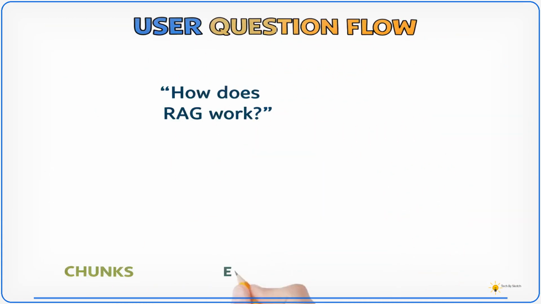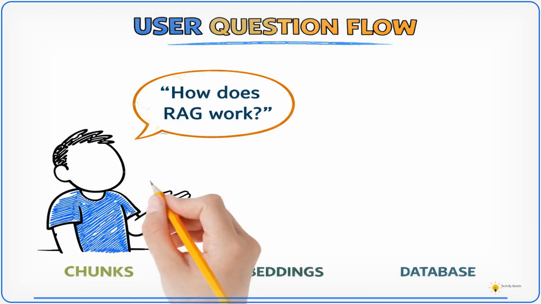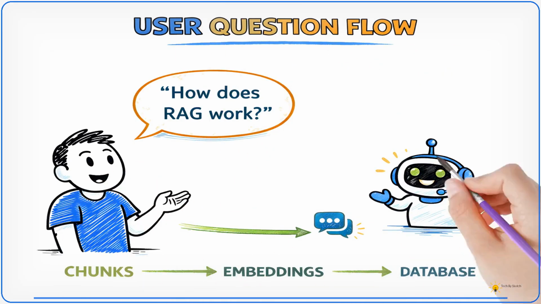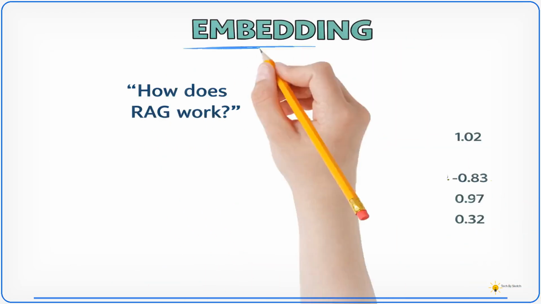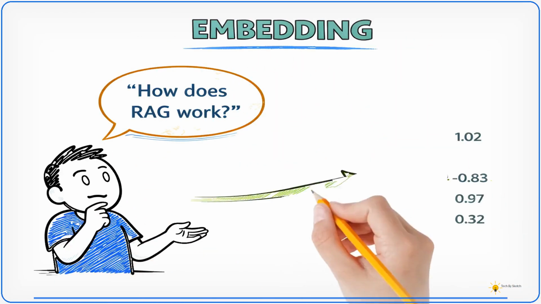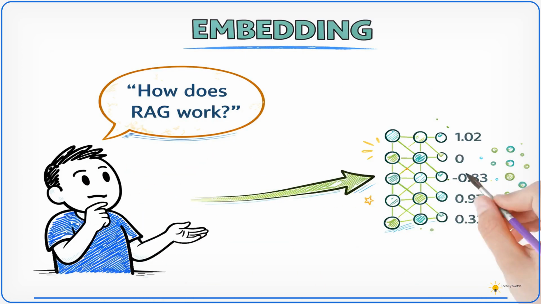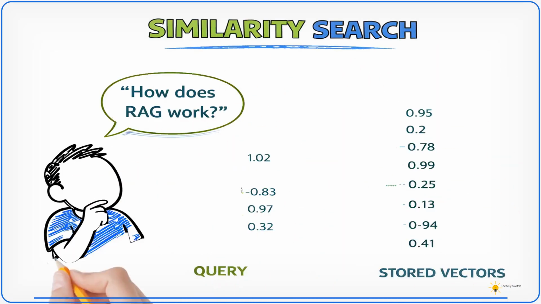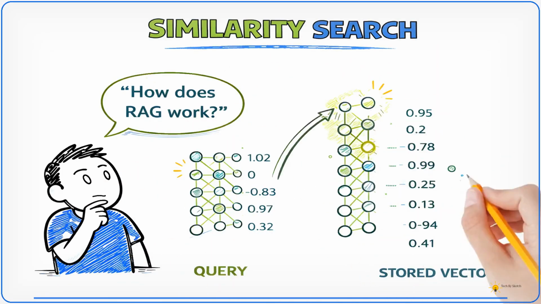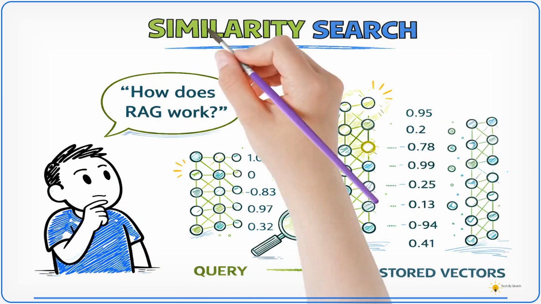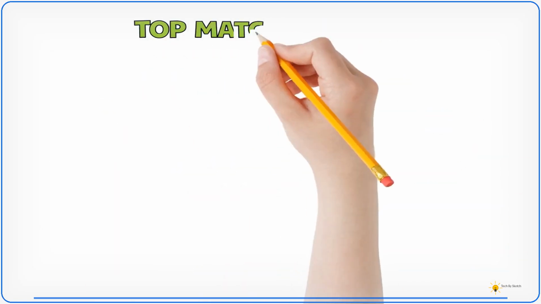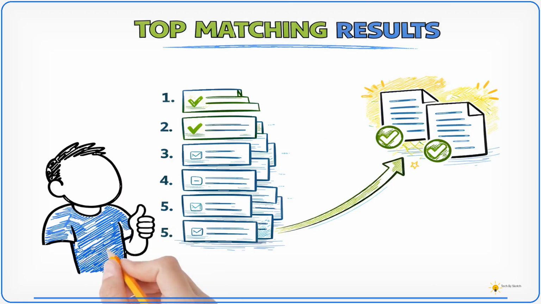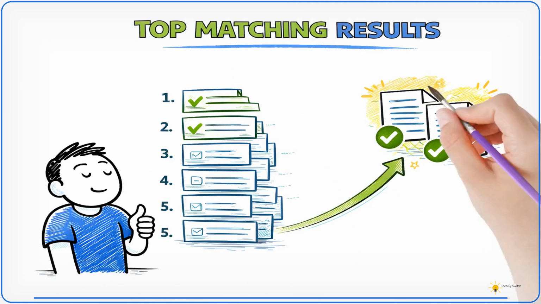Now comes the user question flow. The user asks something in natural language, and the system finds the best answer. The question is also converted into embeddings, so it can be compared with stored data in a consistent format. Then we perform similarity search, finding the closest matching chunks based on meaning, not keywords. The system returns top matching results. Not just one, but multiple relevant chunks ranked by similarity.